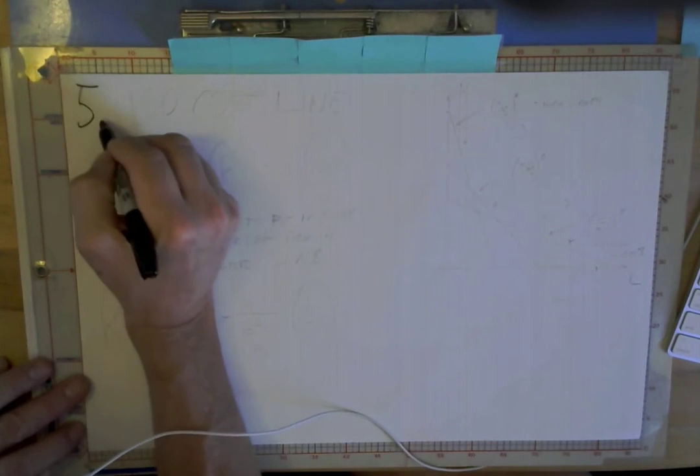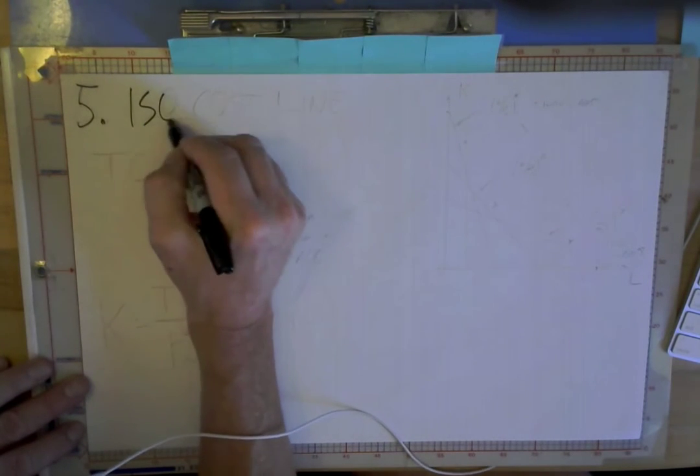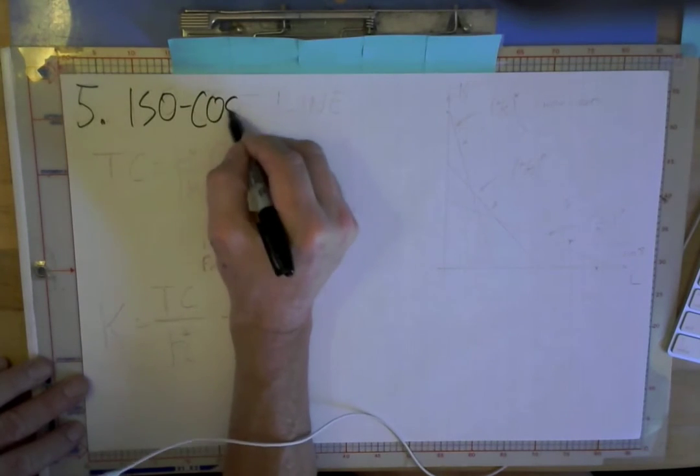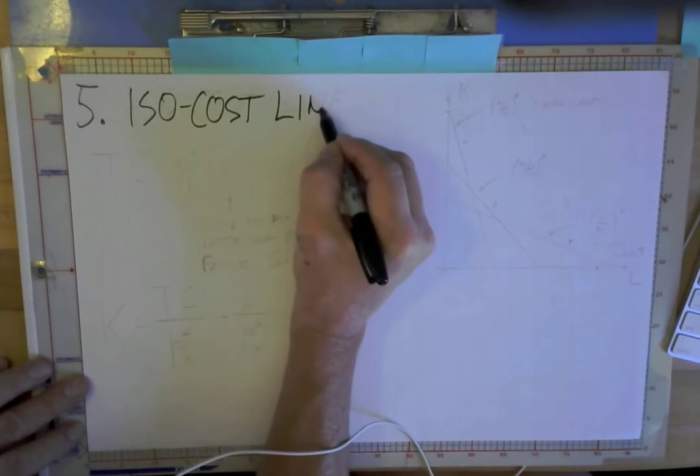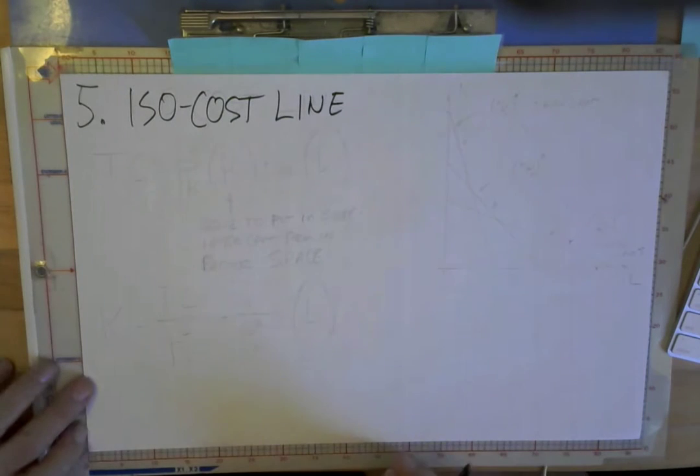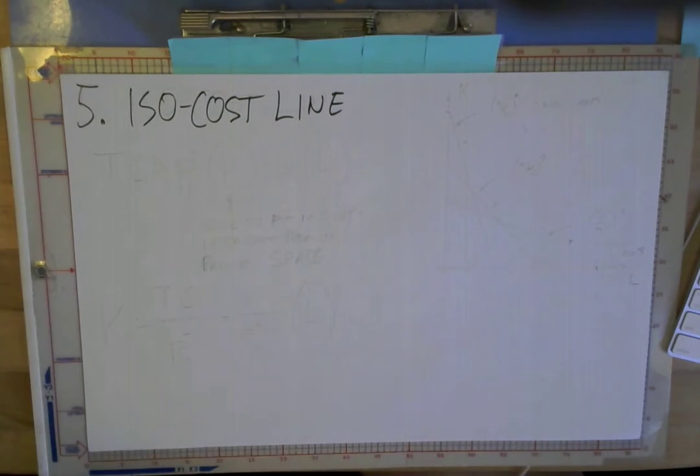This is where we introduce number 5, the iso-cost line. Iso means the same, so the iso-cost line is the line that has the same cost. And we're going to draw it in factor space.